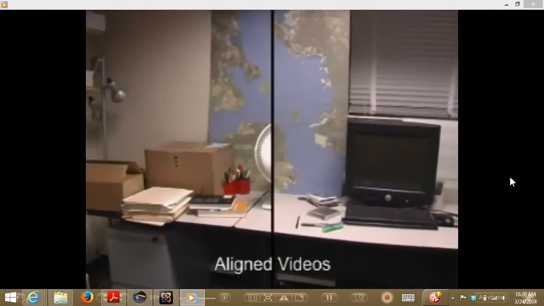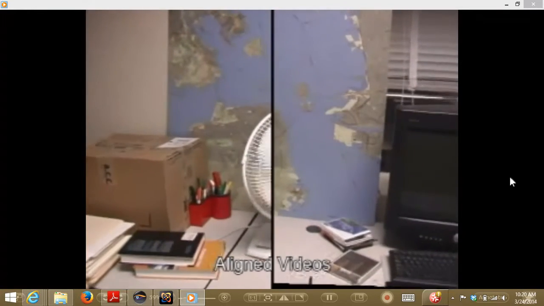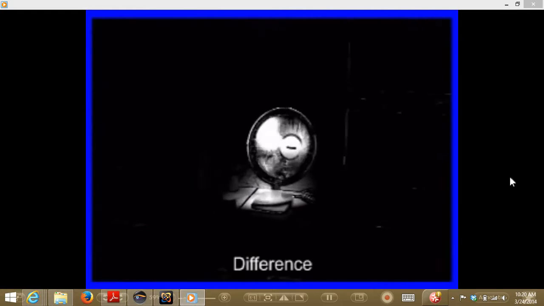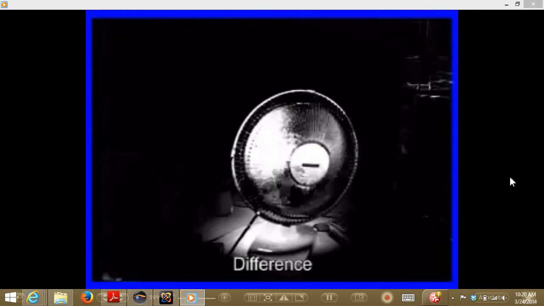After they've aligned the videos, now you see that life is good. The videos basically seem to come together. And now they can do things like look at the difference between the two videos after alignment and start to do matting effects on this fan.